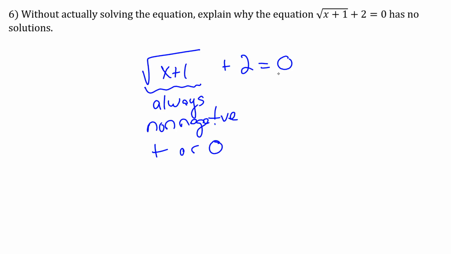Well, what plus 2 gives me 0? This thing would have to be -2. That quantity, the square root of x plus 1, can never be -2 because it always has a positive value or is 0. So that's why there are no solutions, because the square root of x plus 1 is always a non-negative quantity. That was lesson 9.